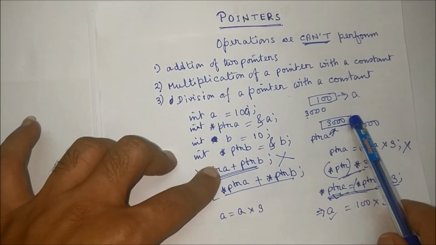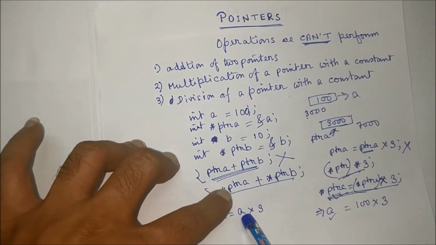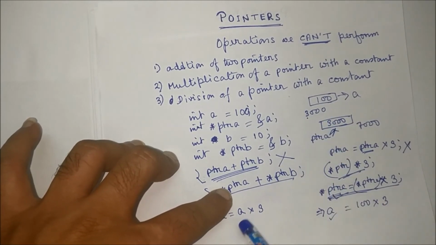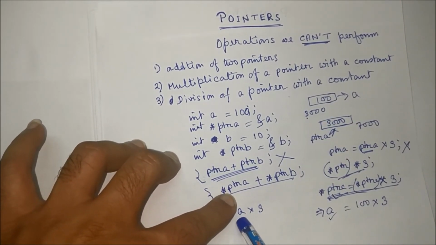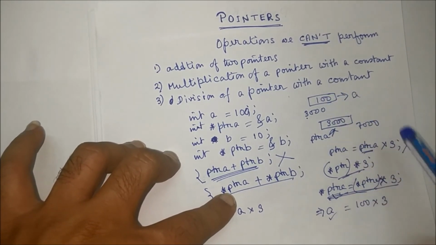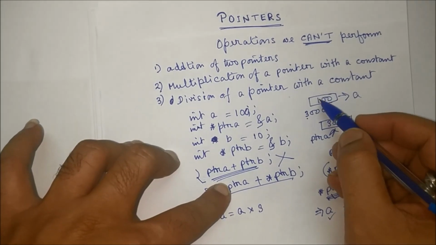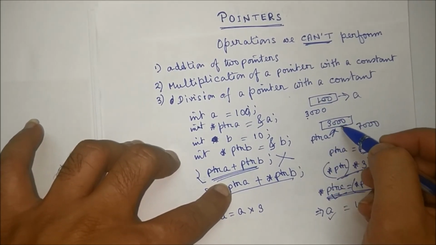So this statement will be converted to A is equal to A into 3. What does A mean? A means the alias to the memory address. So what's the value of A that will be returned here? A is nothing but 100, so star PTR will also give you the value of 100. 100 into 3 means 300 will be stored in the location of A. So this value will be altered.